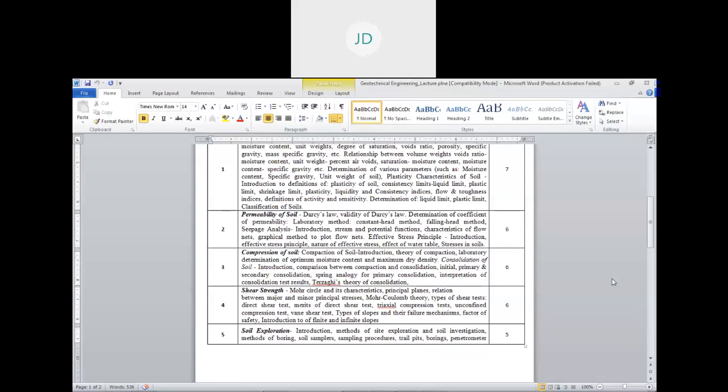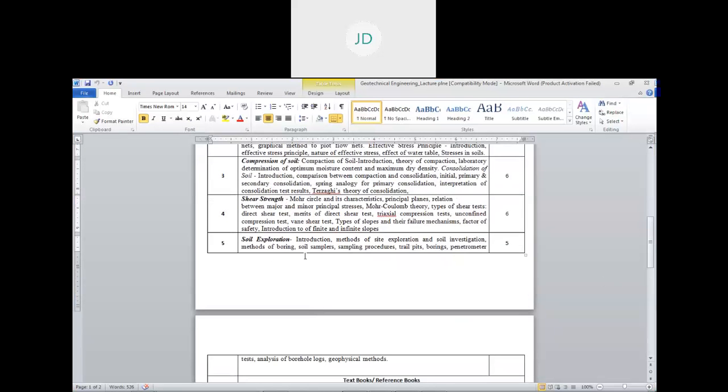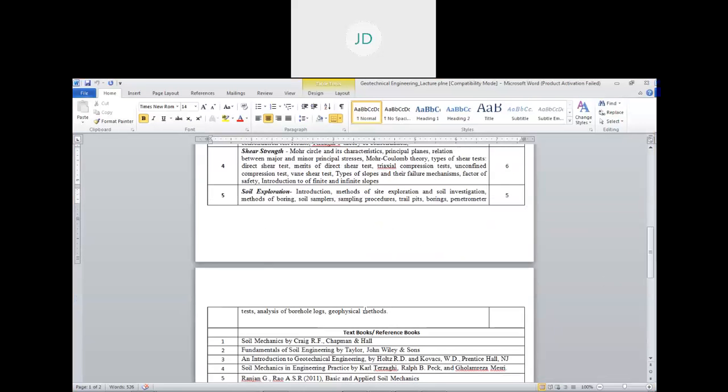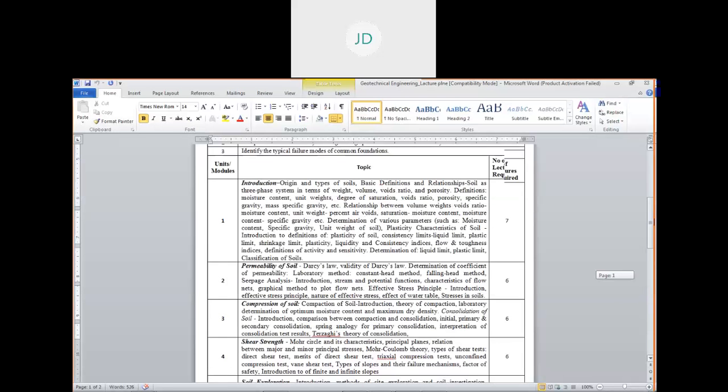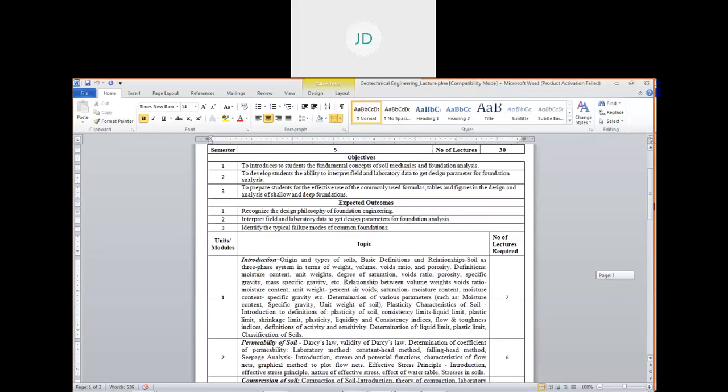And the last module, that is soil exploration, will be taken jointly. That means some part will be taken by me and some part by Chinimoni ma'am. Okay, clear? Some textbooks or reference books are also given in the lecture plan, or you can say in the syllabus. So you can go through these textbooks also. I will not waste so much time in detailing the syllabus. So let's go to the first class.